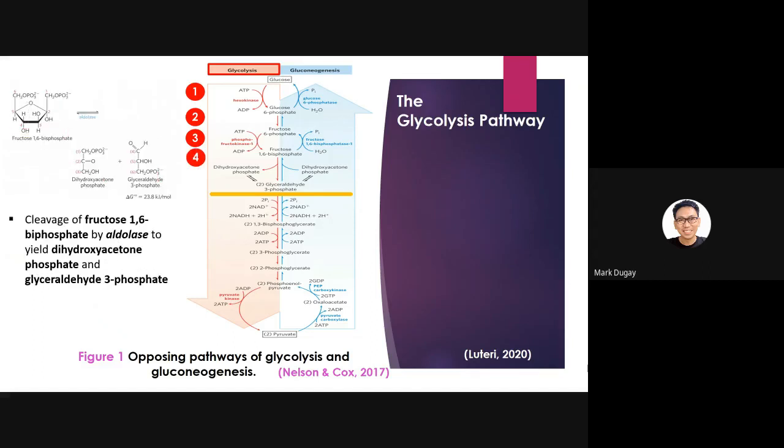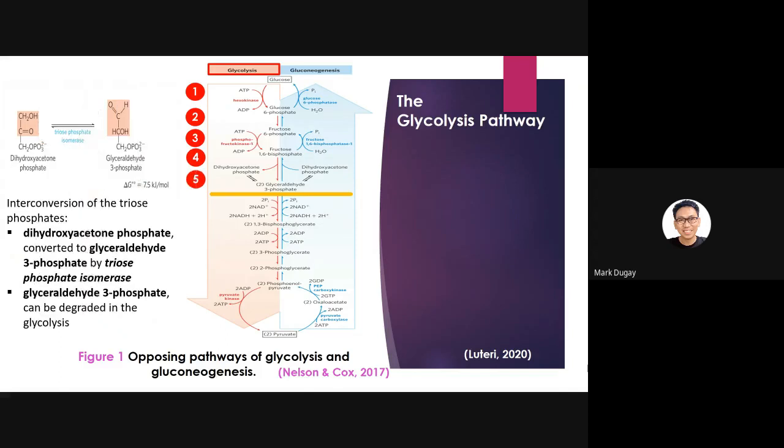Step 4, cleavage of fructose 1,6-bisphosphate by the enzyme aldolase to yield two different triose phosphates, specifically dihydroxyacetone phosphate, a ketose, and glyceraldehyde 3-phosphate, an aldose.